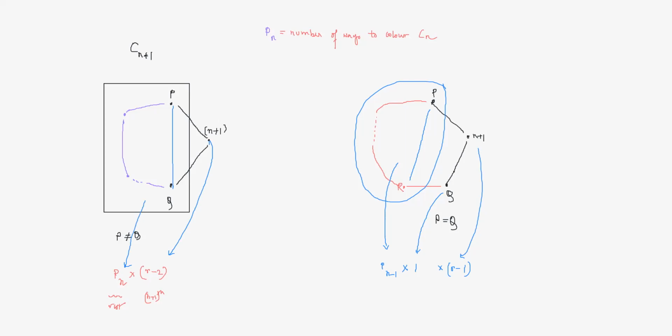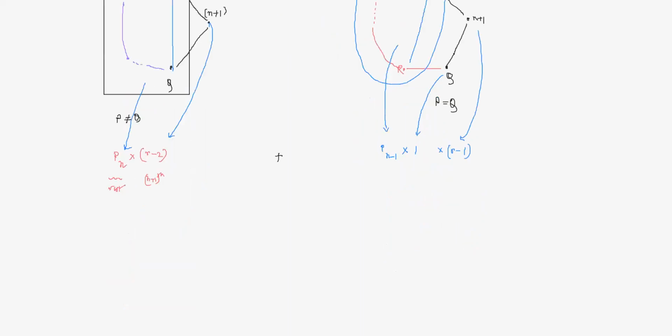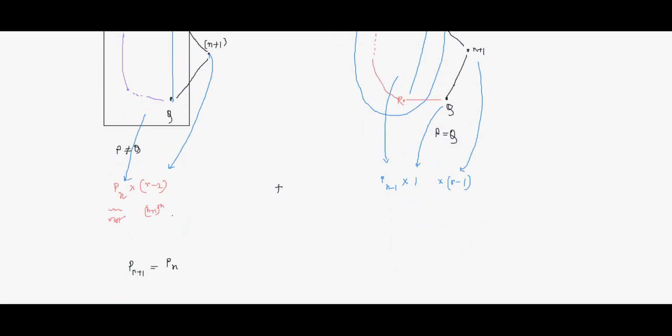So you have two options. Pn plus 1 has two options. These are the two options. So we have Pn plus 1 is nothing but Pn times R minus 2 for the first case where P is not equal to Q, plus Pn minus 1 times R minus 1 for the case where P is equal to Q.